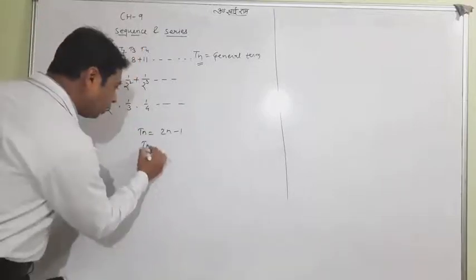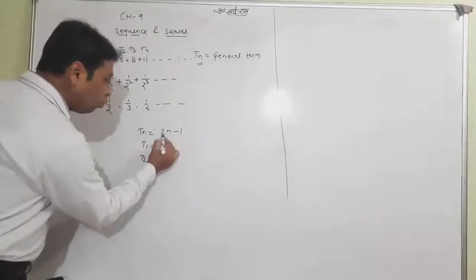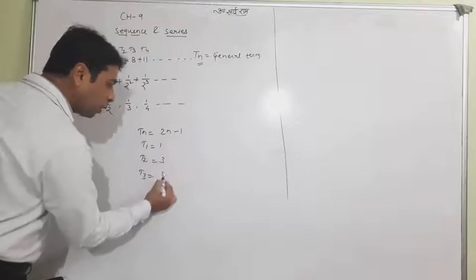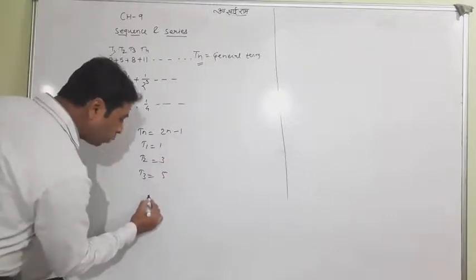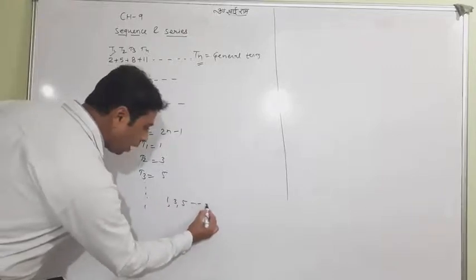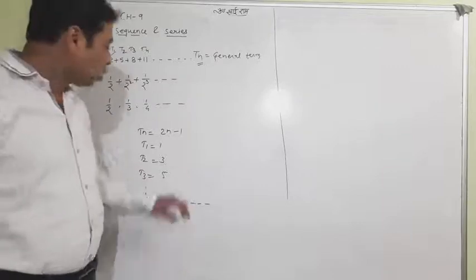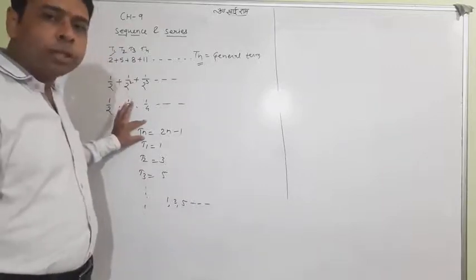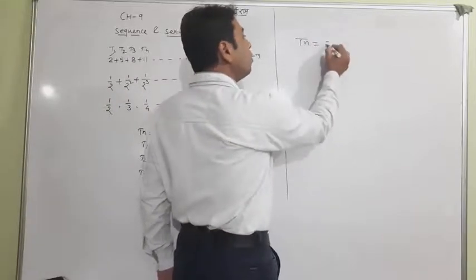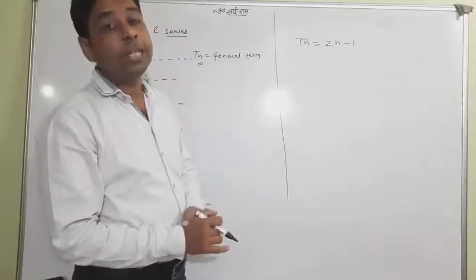You can put T1: 2 ones are 2, minus 1, is 1. T2: 2 twos are 4, minus 1, is 3. T3: 3 twos are 6, minus 1, is 5. This procedure will go on for long. So 1, 3, 5 and so on, this is going to be your sequence. So the nth term is very important for getting the sequence. At any instant you can find any term of the sequence.